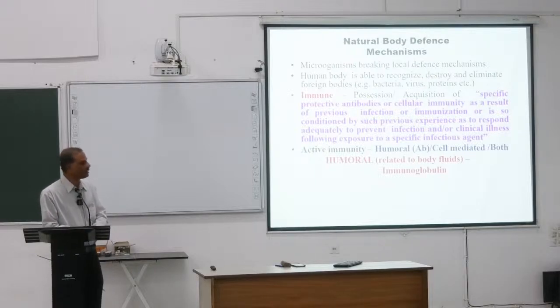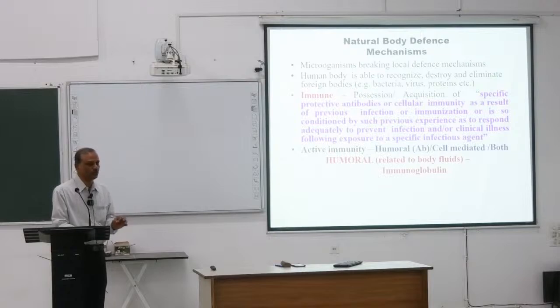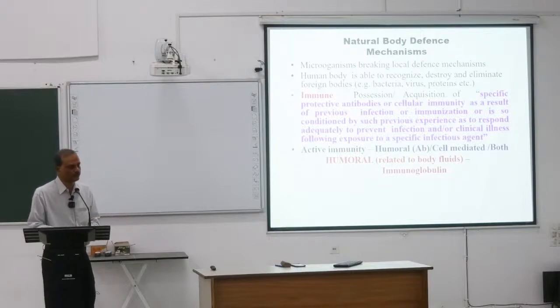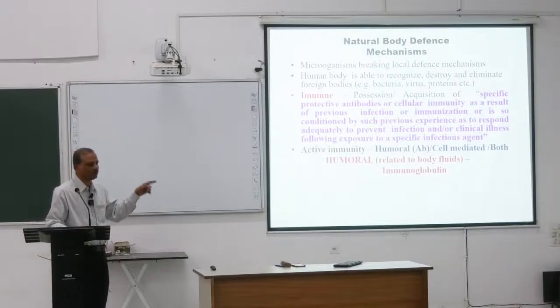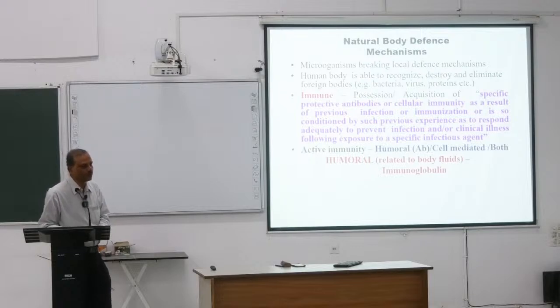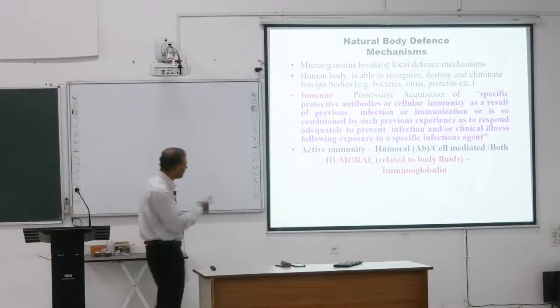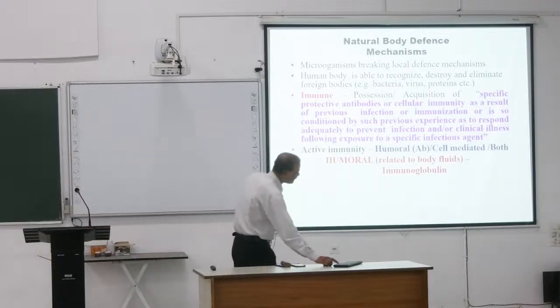So active immunity will have two types. One is humoral. Humoral means related to body fluids, and one is cell mediated, that is mediated by the T cells. Most of the humoral immunity is conferred by immunoglobulin, and another part is the complement system, but the most important is immunoglobulin.